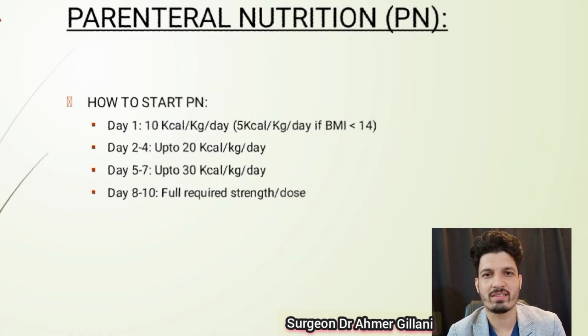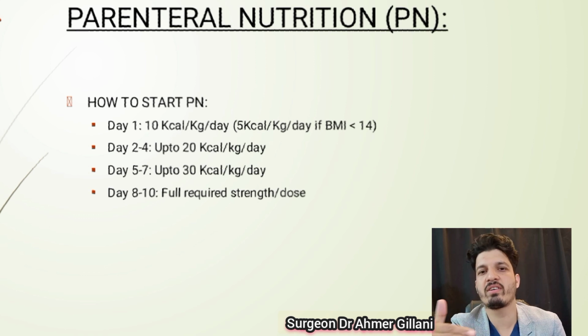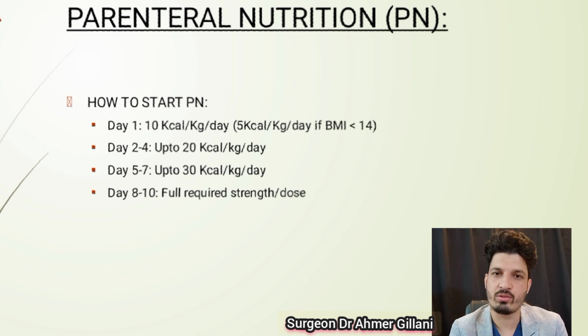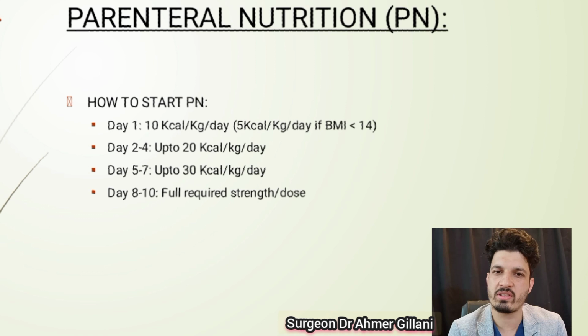Now the question arises, how will you start the parenteral nutrition? Definitely you cannot give the maximum calculated dose from day one. So in a strategic way you will start it. From day 1 you will give 10 kilocalories per kg per day. But if a person is severely malnourished and the BMI is less than 14, then you will further reduce the dose to 5 kilocalories per kg per day. Likewise, from day 2 to 4, you can give 20 kilocalories per kg per day.